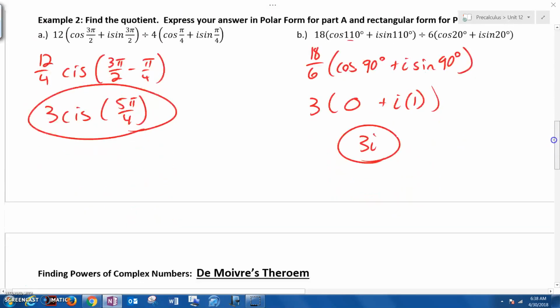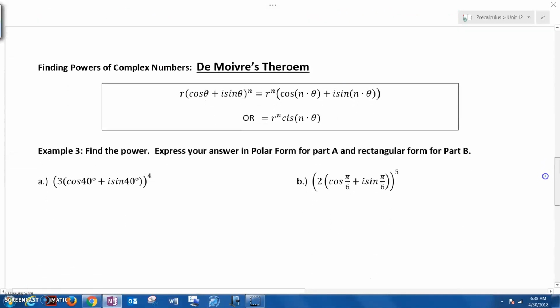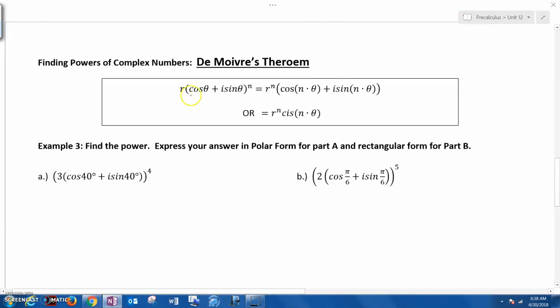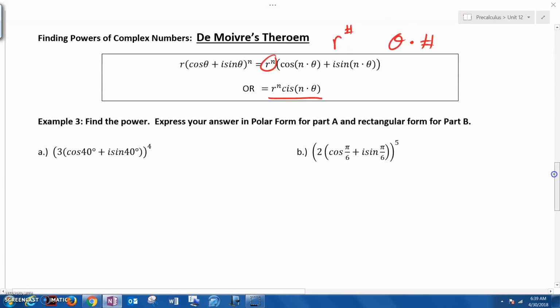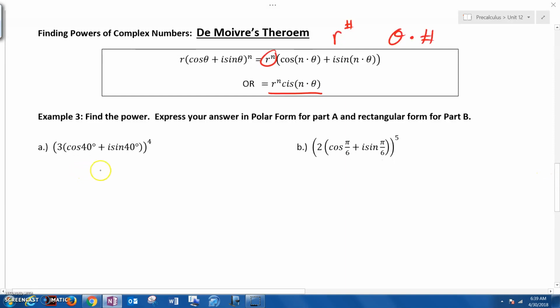So that's multiplying and dividing. Now we're going to raise a complex number to a power. To do that, you take the r and raise it to the power. So r goes to the number, and for theta you multiply by the number. So this time you're multiplying theta by the number you're raising it to, and r you're raising to that number. That's what this says here for you. Let's do those, keeping it in polar. This one would be 3 to the 4th cis 40 times 4. So that's 81 cis 160 degrees.